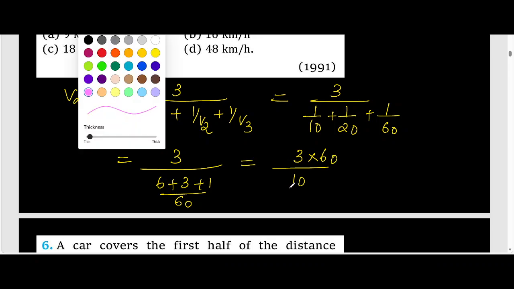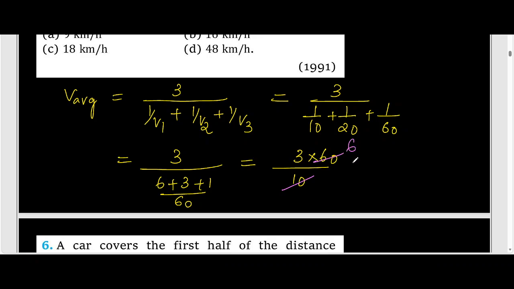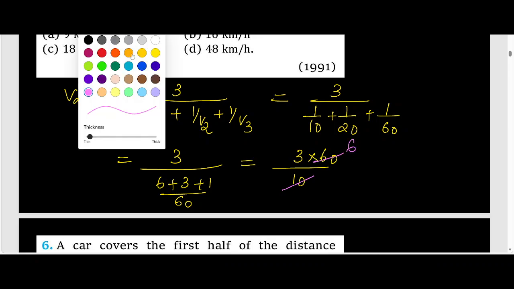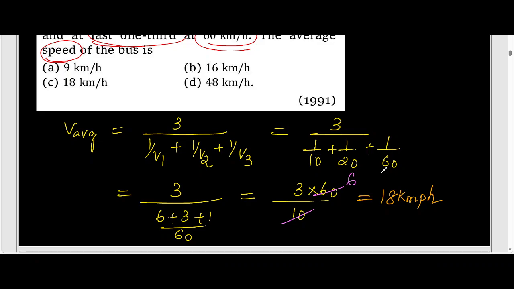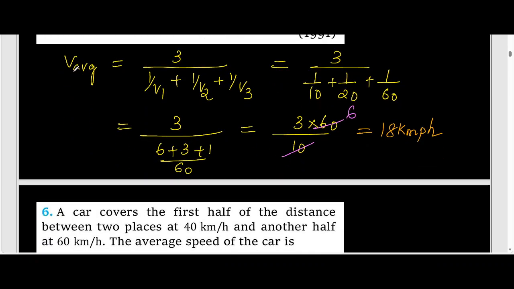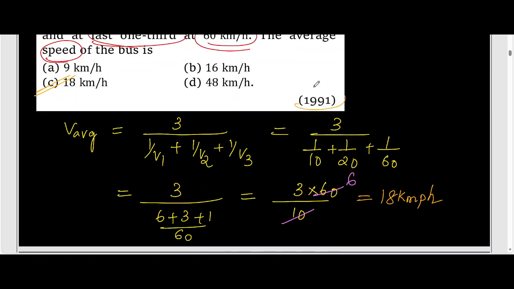So what is the answer now? 10 ones, 10 6 times. So 3 into 6. How much do we get? 18 kilometers per hour. So this is the average speed of the bus. Option C is the right answer. Now you can see how easy the questions are.